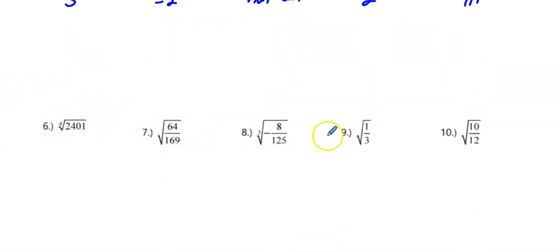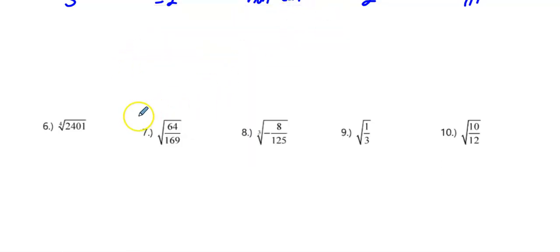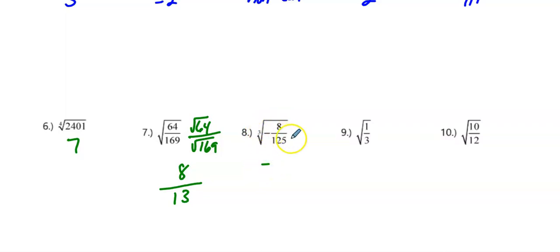So go through the rest of these with the numbers and see if you can do them. Pause for a moment and get that done. So the fourth root of 2,401, that's just going to be 7. Square root of 64 over the square root of 169 is 8 over 13. Cube root of negative 8 over 125 is just going to be negative 2 over 5.